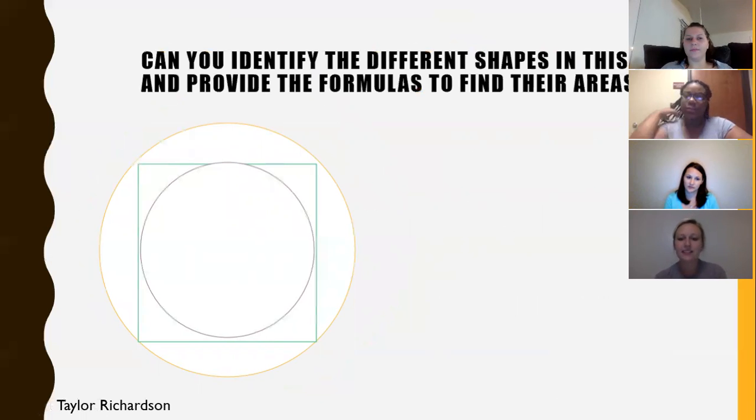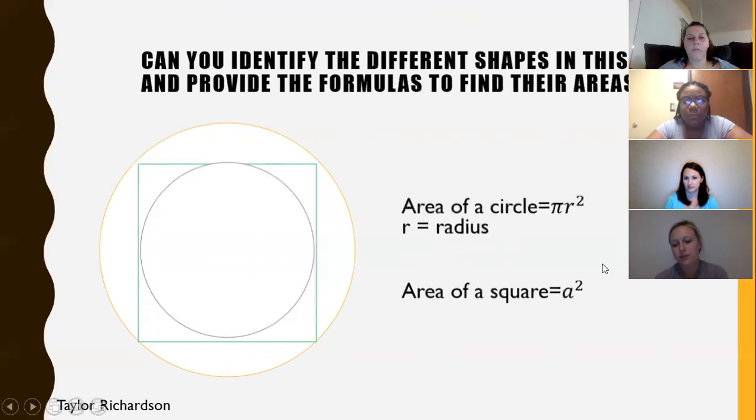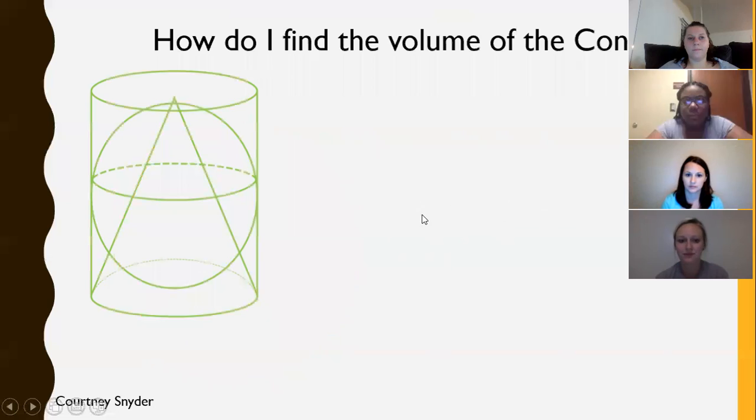As we have seen, there is not just one universal formula to find the area of any and every shape. So it's important for you to be able to identify different shapes so that you can be sure to use the correct formula. Here we have 2 circles and a square. We're going to start with the circle. The formula to find the area of a circle is pi r squared, r being the radius of the circle. The square, to find the area of a square, we're going to use A equals a squared, a being the length of the sides of the square.